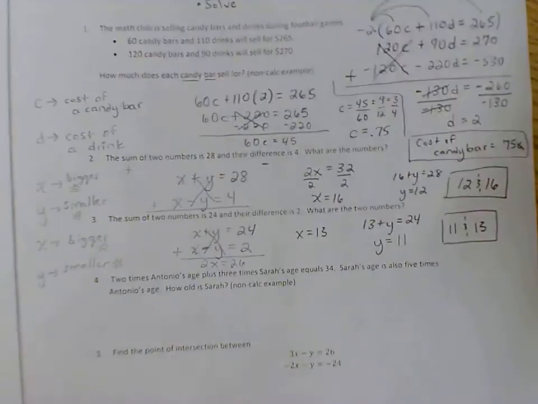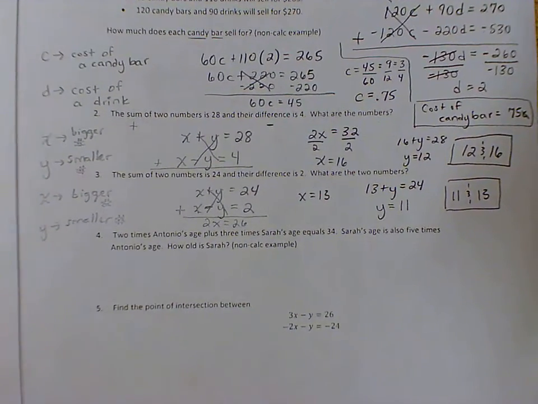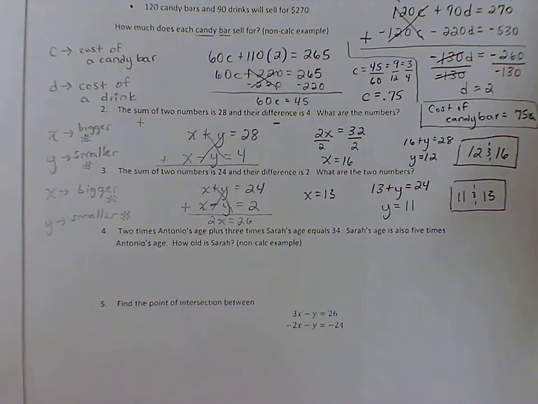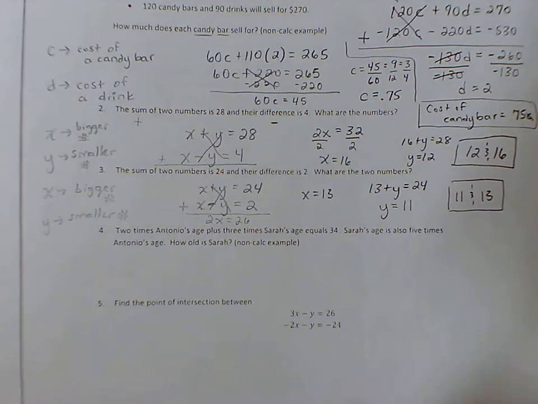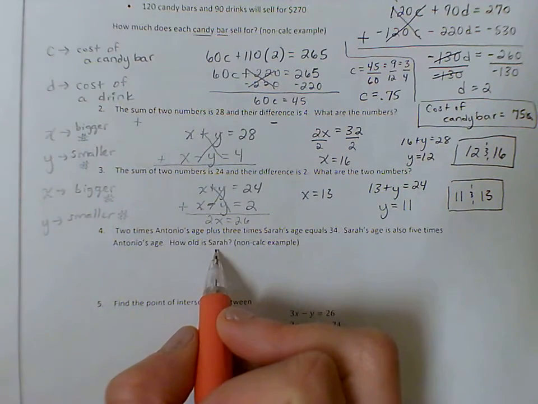Okay, so those are a certain type of problem you could see. So number 4 is kind of switching gears. This is kind of going off of what you would have learned earlier in this class. So number 4 says 2 times Antonio's age plus 3 times Sarah's age equals 34. Sarah's age is also 5 times Antonio's age. Okay, so you're talking about their ages, and then it says, how old is Sarah?